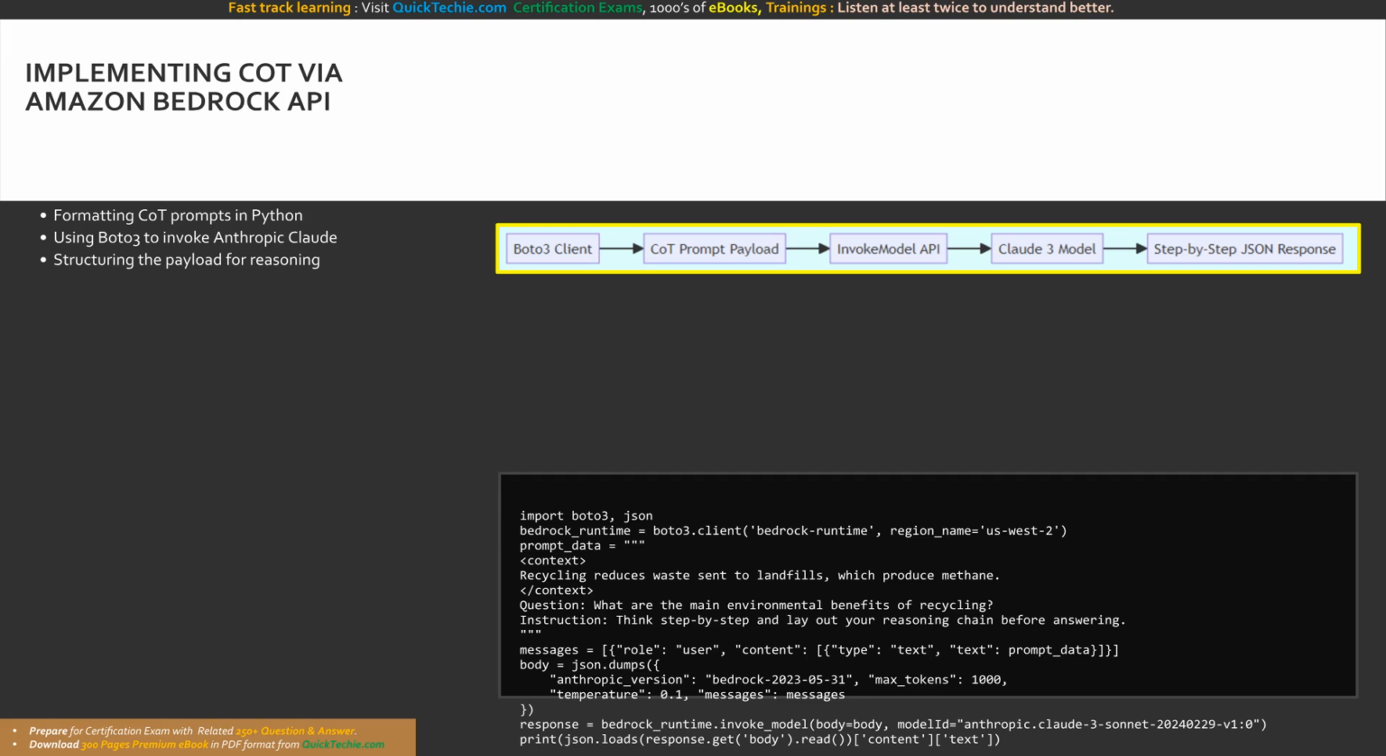The execution flow is direct and powerful. The Boto3 client packages the COT prompt payload, transmits it via the Invoke Model API to the Claude 3 model on Amazon Bedrock, which processes the logic and returns a comprehensive step-by-step JSON response.